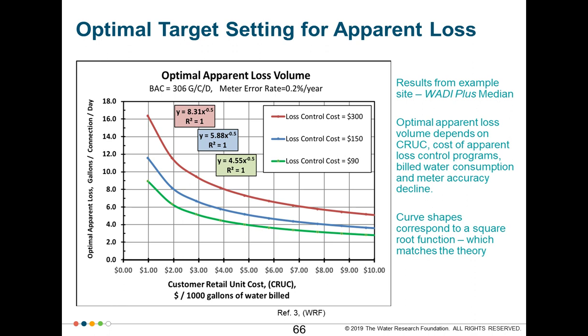And this is just a sample of what could be done with such a model. I don't want anybody to take this and go set targets for optimal apparent loss, but it shows how the optimal would change under different conditions as an illustration of the behavior of the model and how optimality should work.